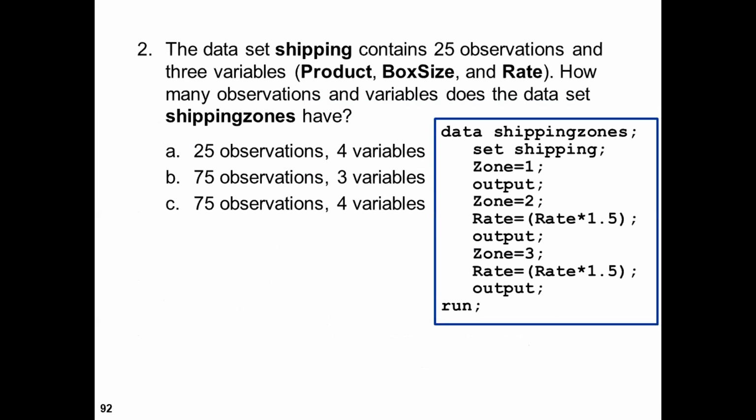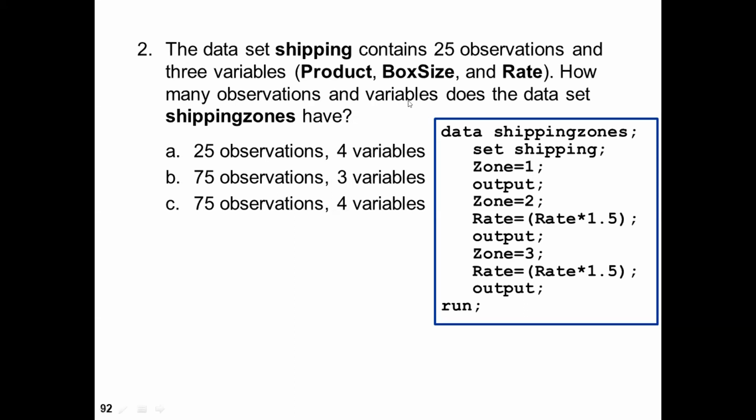The dataset shipping contains 25 observations and 3 variables, which are product, box size, and rate. These are the 3 variables. How many observations and variables does the dataset shipping zones have? So you are creating shipping zones from shipping. You are writing zone equal to 1 output, zone equal to 2, rate is equal to rate into 1.5 output, zone is equal to 3, rate equal to this, output. So understand this code carefully and accordingly answer the question, observations and variables.